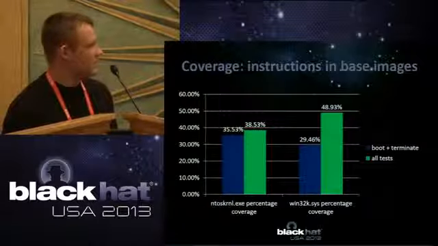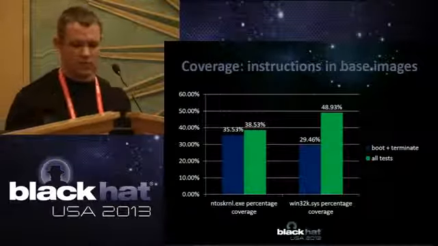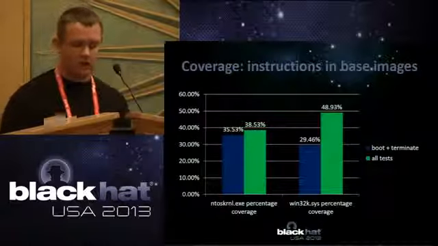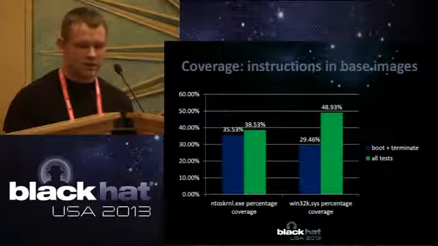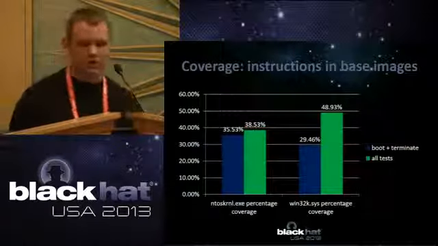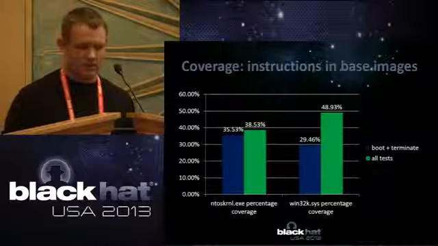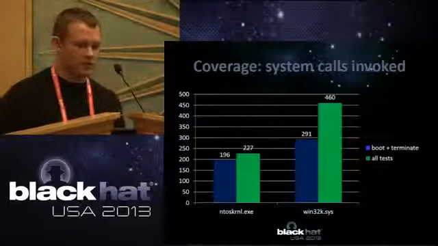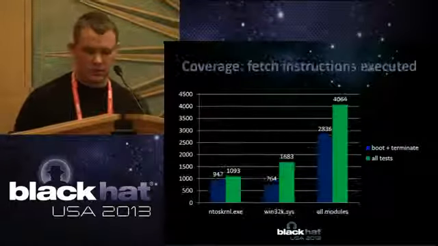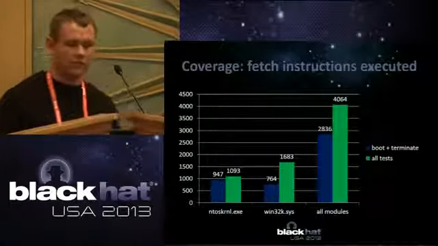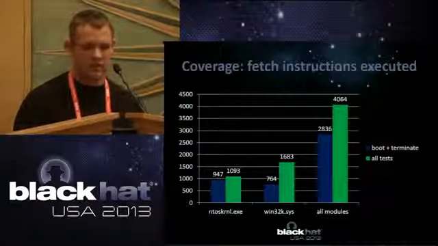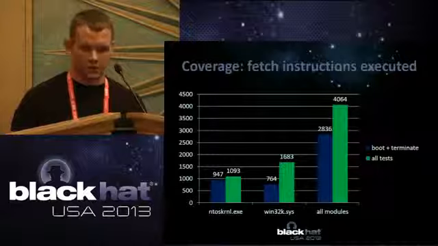The blue part is the code coverage that we got by just booting up the system and terminating it, and the green one is for running the system and running all of the tests that I listed before. So for Win32k it's not really that bad, it's like 50% coverage, but there's still much room for improvement. Then we have the statistics for the system calls invoked, which are really similar to the previous slide. And then we also have the number of fetch instructions that we actually detected in the base kernel, in Win32k, and then in all of the modules.